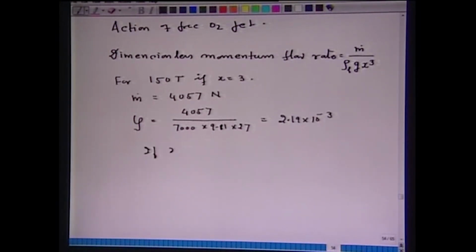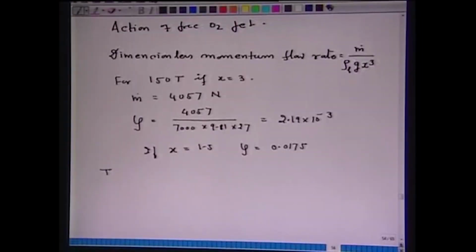If I take x equal to 1.5, where x is the launch distance, then this number psi is equal to 0.0175. What this says is that the value of the dimensionless momentum flow rate number increases as the launch distance decreases. That means now we have a parameter in hand which can describe the effect of the oxygen gas jet in terms of refining.